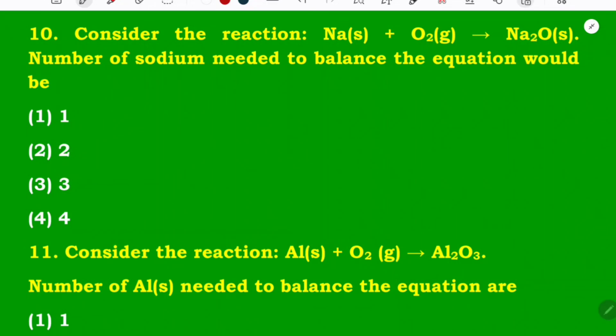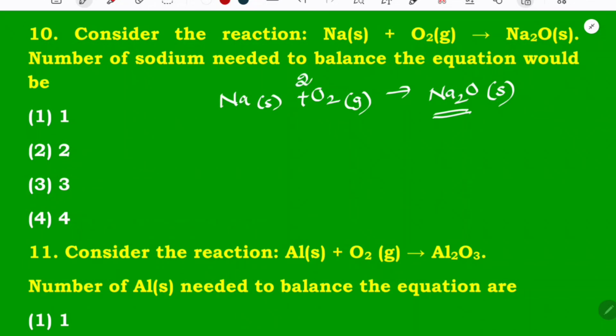So consider the reaction. They gave one reaction: Na solid plus O2 gas gives rise to Na2O, that is solid. The number of sodium atoms needed to balance the equation. So how many sodium atoms are needed? Just use it simply. This side how many sodium atoms are there? Only 1, and the other side has 2. First oxygen: how many oxygen this side? Only 1. If we keep 2, what happens?